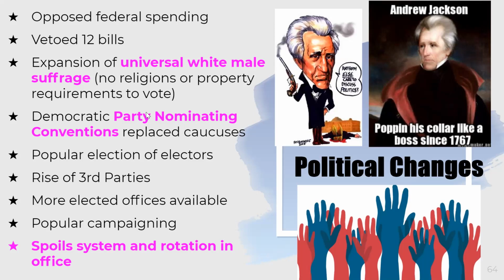We also see party nominating conventions replacing caucuses. Caucuses are, at a very basic explanation, like closed door meetings where politicians essentially select other politicians to become candidates for president. Party nominating conventions are considered open door forums where people can go in and vocalize who they want the final candidates for president to be.